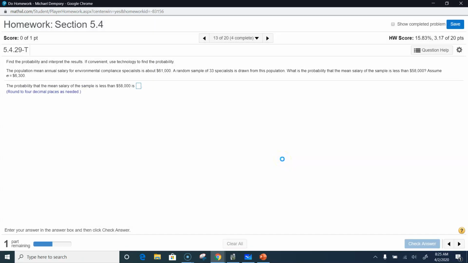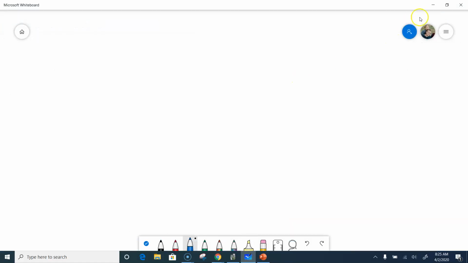Okay, find the probability and interpret the results. Use technology. Population mean is 61,000. Random sample of 33 is drawn. What's the probability that the mean sample is less than 58,000? And they give us the standard deviation of 6,300 for the population. So this is going to be a normal CDF problem again.